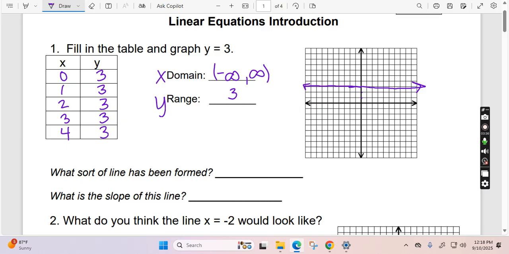Alright? So, is this line that we're looking at, is it horizontal or vertical? Horizontal, okay? So we have a horizontal line. Alright, and what do you think the slope of this line is? Does it go up at all? Okay, does it go down at all? No, it just stays the same, right? So what could that slope be? 0. 0 is a slope. So our slope of this line is 0.